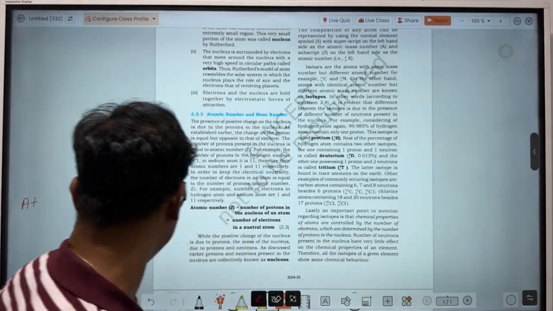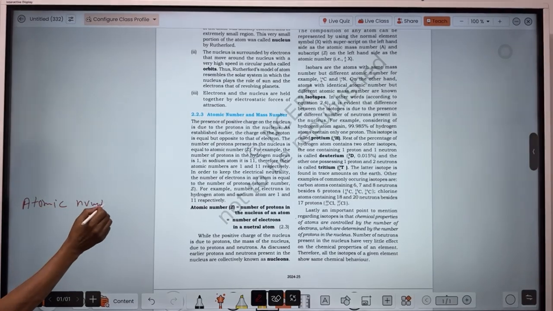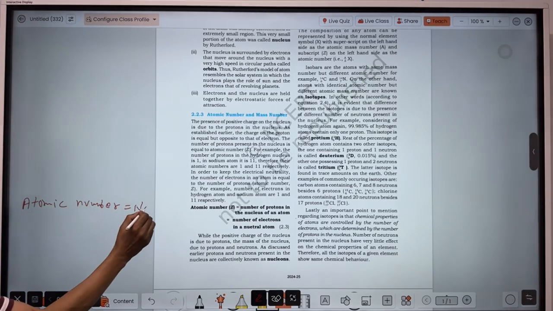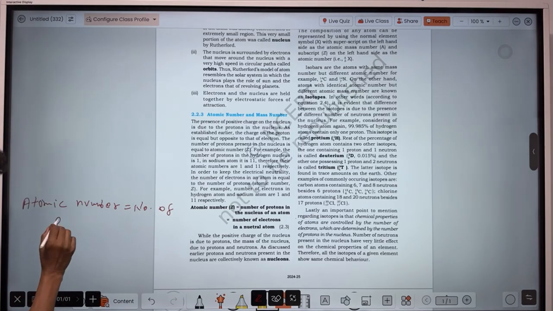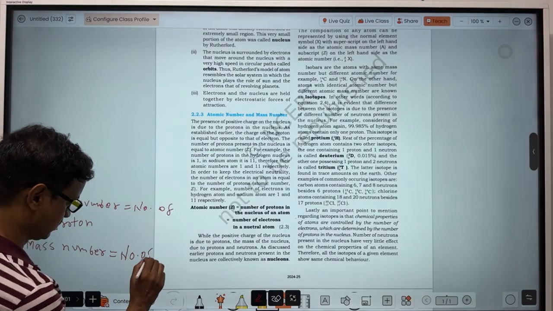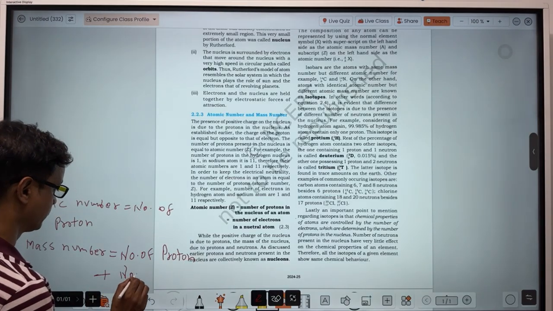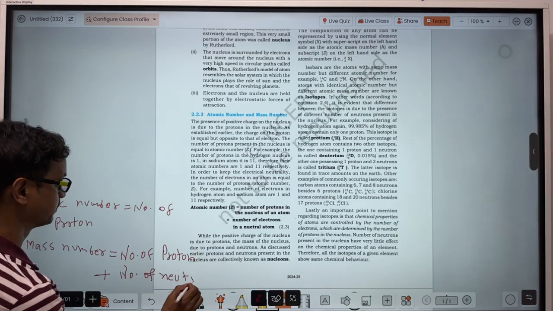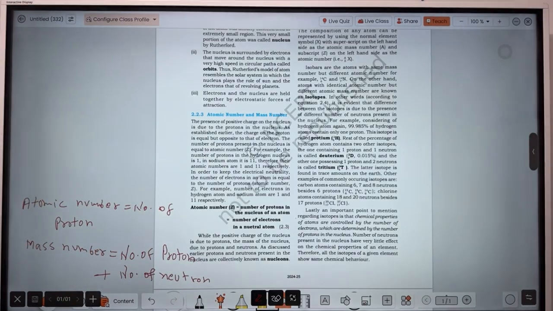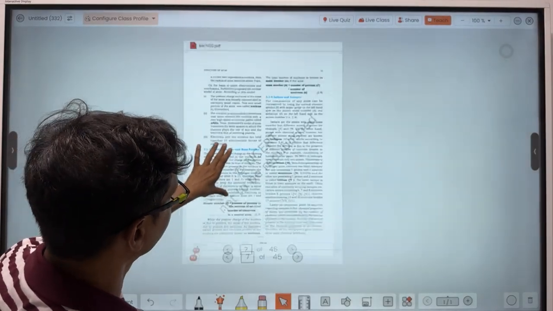So atomic number is the number of protons, and mass number is equal to the number of protons plus the number of neutrons. That is the mass number. Then after that, about isotopes and isobars, what are they?